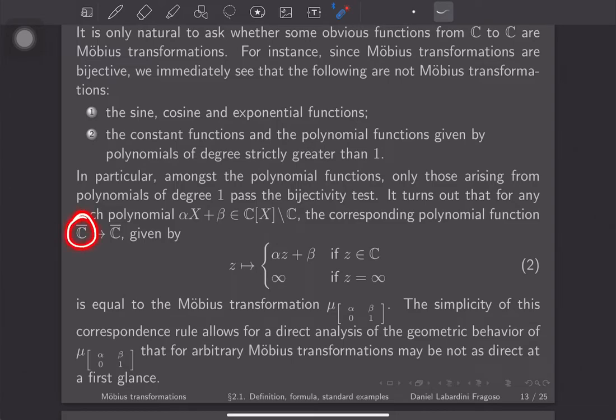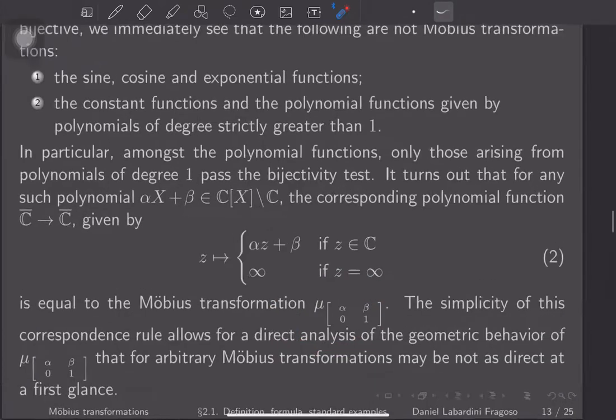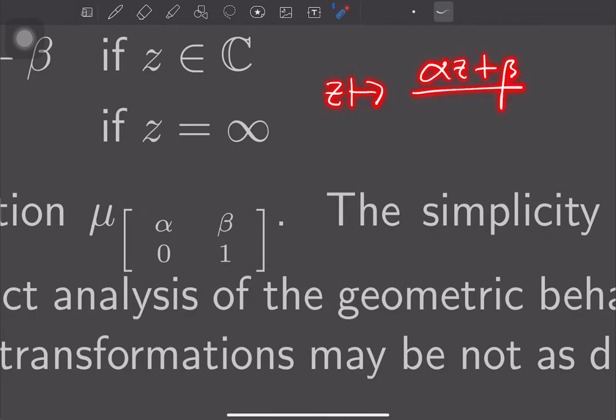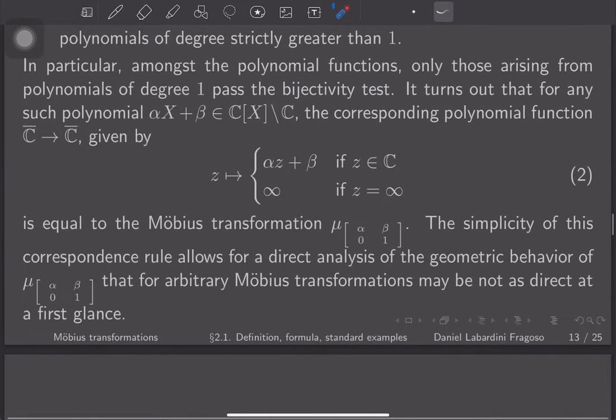Of course, the rule at the level of C bar, on complex numbers, we know, and then at infinity, as I said, you take the limit, you obtain infinity. And this is, of course, equal to this Möbius transformation. When you take the expression corresponding to this one, what you obtain is z goes to alpha z plus beta divided by 0 z plus 1. So this is just alpha z plus beta, which is precisely this. So a polynomial of degree one is a Möbius transformation.